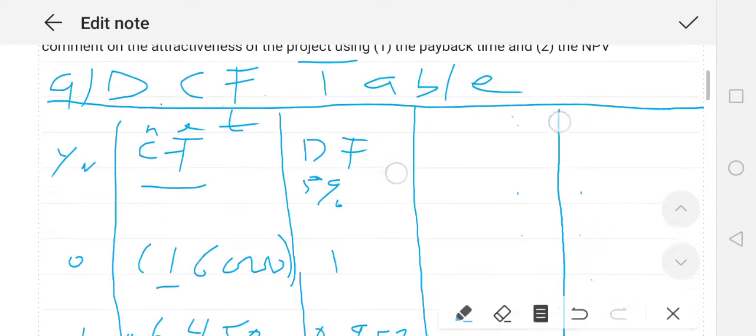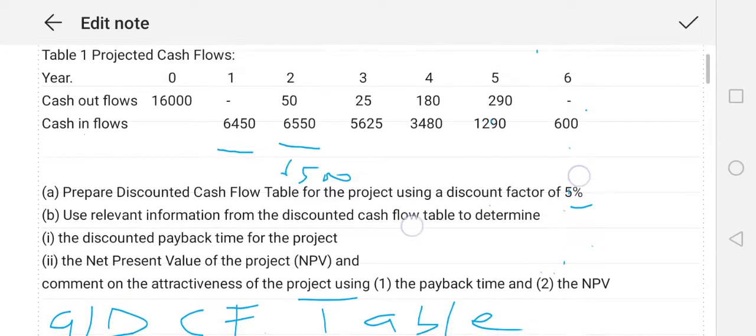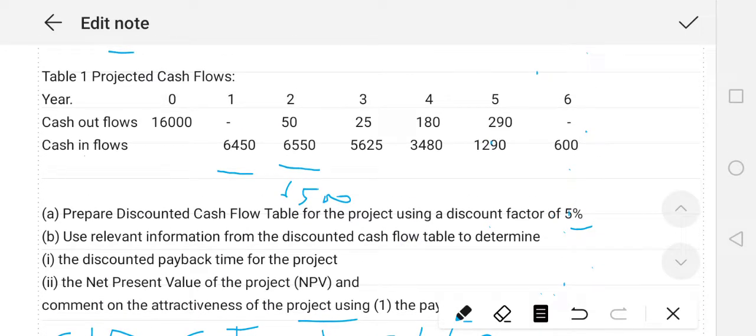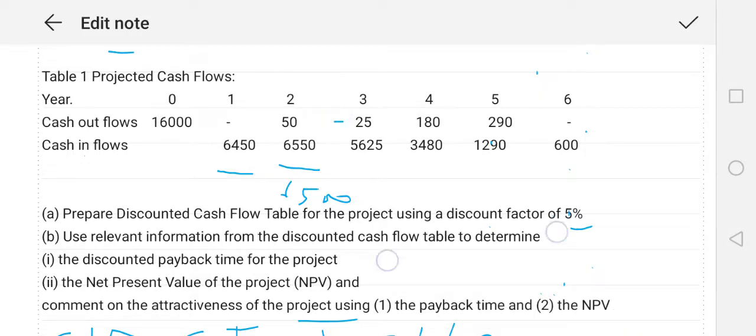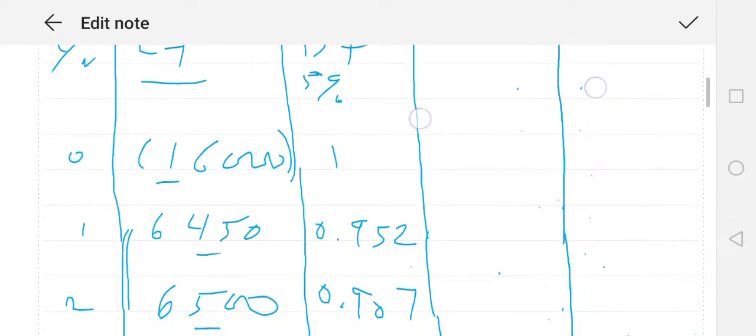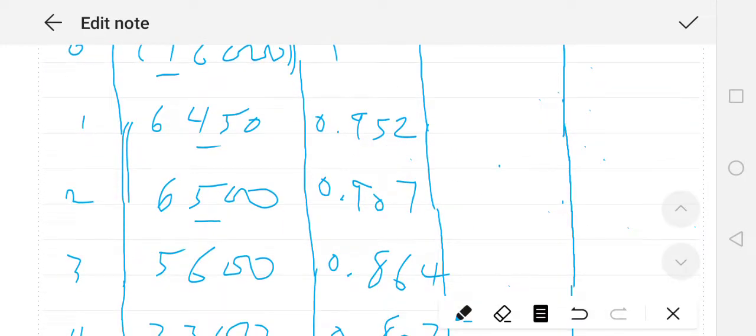So we go back to the question. Year 3, we have an outflow of 25 and an inflow of 5,625. So the net will be 5,600. It's 5,625 minus 25, because inflow and outflow, there will be a net, since the 25 is negative. All right, so we are going to have 5,600 here in year 3.